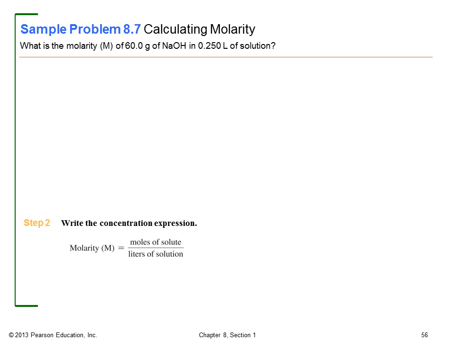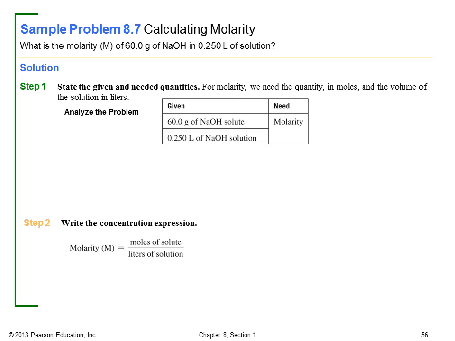So here it's asking us to calculate the molarity of 60 grams of sodium hydroxide in 0.25 liters of solution. So it's much like that previous question that we had done. We want to state out what we're given. We're given 60 grams of solute, NaOH, and 0.25 liters of solution. We know our expression is moles of solute divided by liters of solution, but we can't just put those numbers in there because we don't know the moles of solute yet.